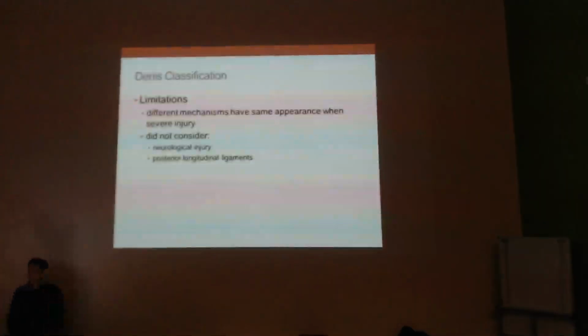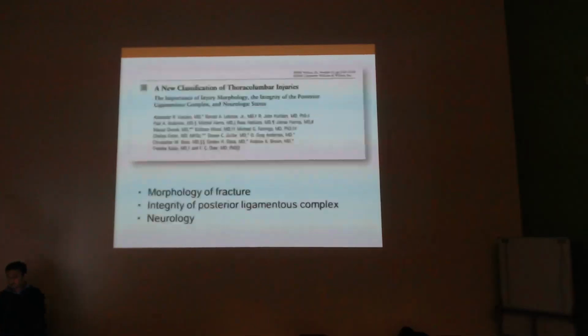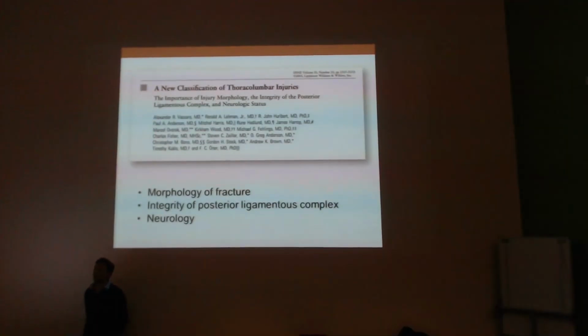But what are the limitations? The problem is that different mechanisms have the same appearance when it's a severe injury, and it doesn't consider neurological injury or what the ligaments are doing. So as a result, a North American study group put together TLICS, which came out in 2005. Often when you're doing the exam, you think, what other papers should I know? This is actually one of those papers.